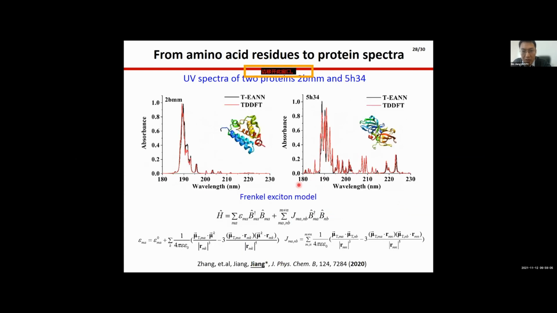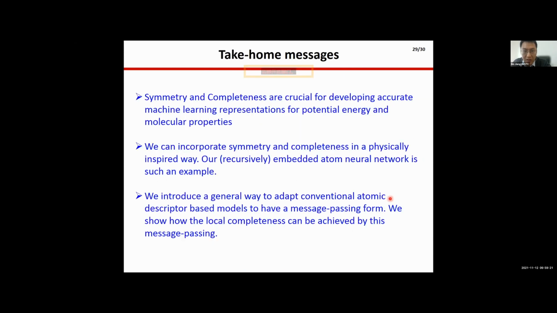And with this transition dipole moment, you can do spectroscopy simulations from amino acids to the protein spectrum, and we get very good agreement with the quantum chemistry results. So with this, I would like to end my talk, and here are some take-home messages.